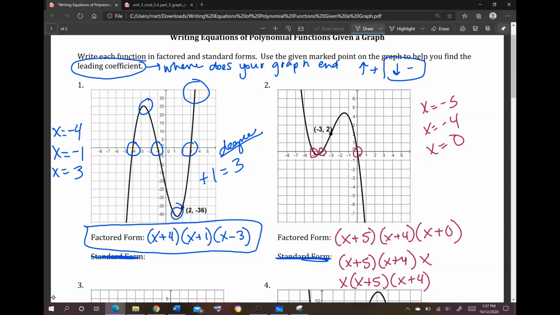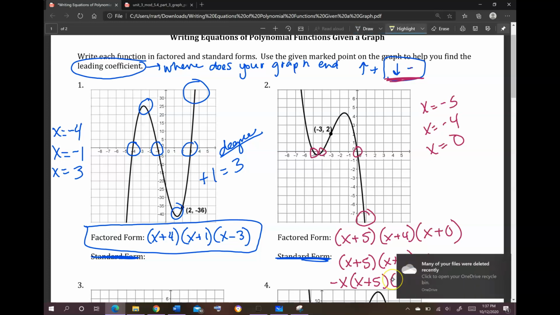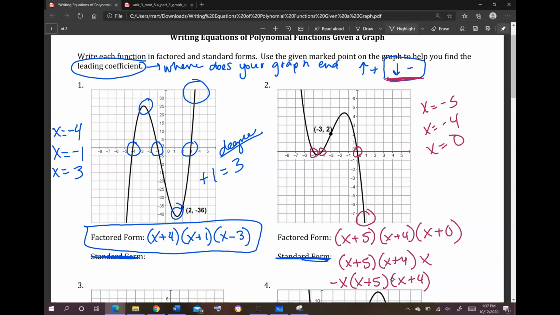The last step, which is the new step, is where does your graph end? Is it end pointing up or is it end pointing down? This one ends pointing down. If it ends pointing down, you've got to have a negative up front. So all I'm going to do is make that x negative. All of these cross, so my multiplicities are fine. And that is your answer.